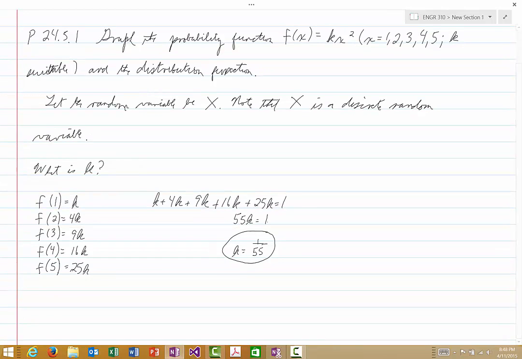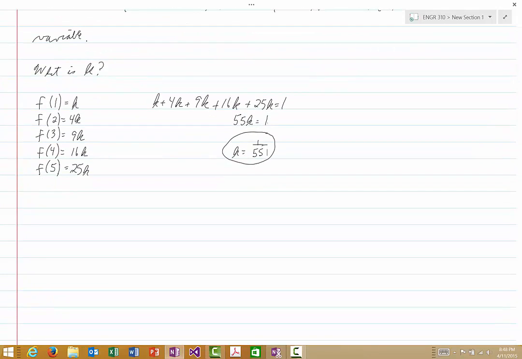And now it would be trivial to plot little f of x. I'll go ahead and do that.